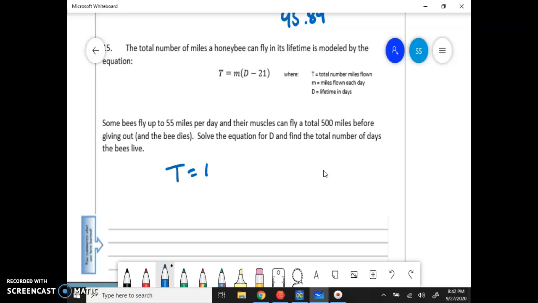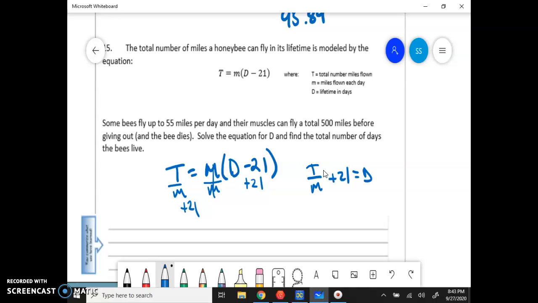So I've got T equals M times (D minus 21), in parentheses. How do I want to undo this? I need to isolate D. So the first thing I want to get rid of is this M. I'm going to divide by M on this side. M over M is 1, so it's essentially gone. And now I just want to add 21 on both sides. These are obviously not like terms, so I'm just going to rewrite this as T over M plus 21 is equal to D.